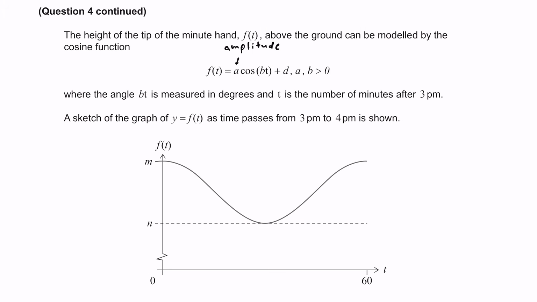Amplitude is the distance from the midline of our function, sine or cosine function, to its highest or lowest point. So in this case, amplitude would be this distance from the midline to the max, or for example, the distance from the midline to the minimum. Essentially the height of the wave, that's what our amplitude is.